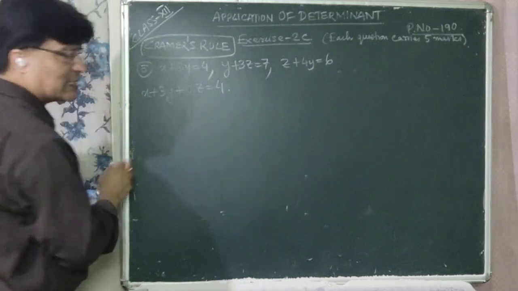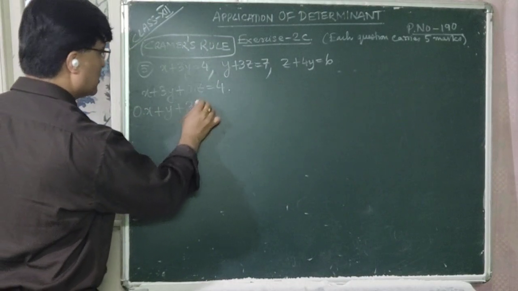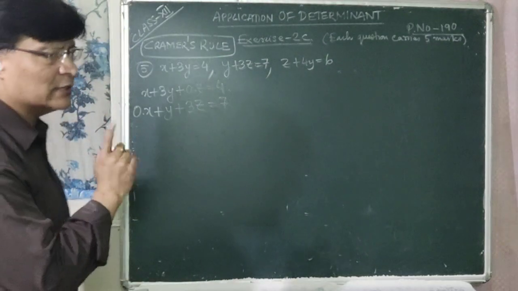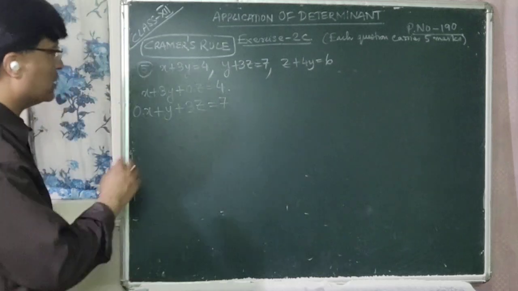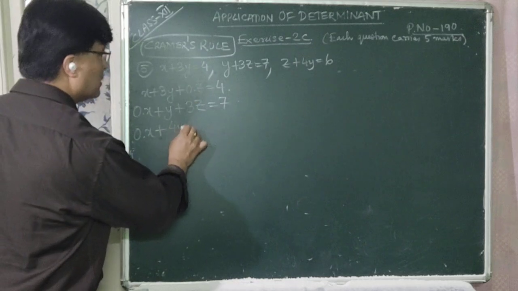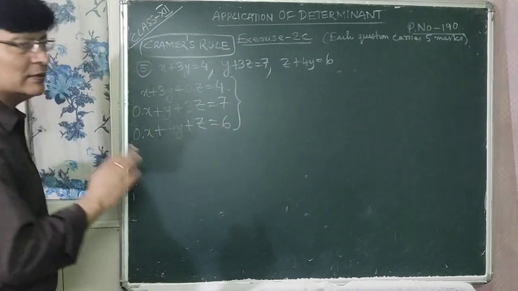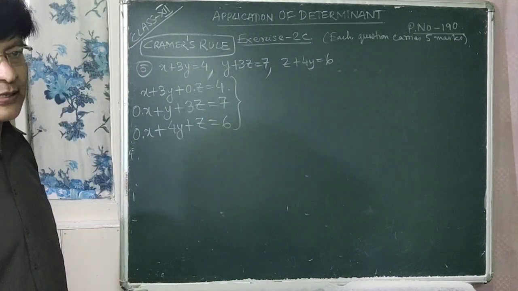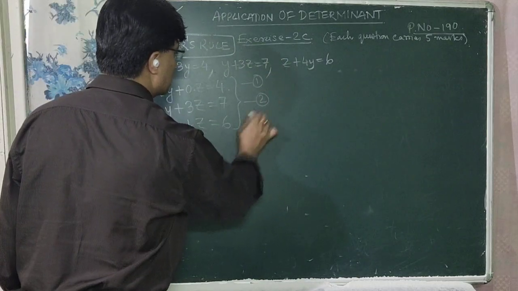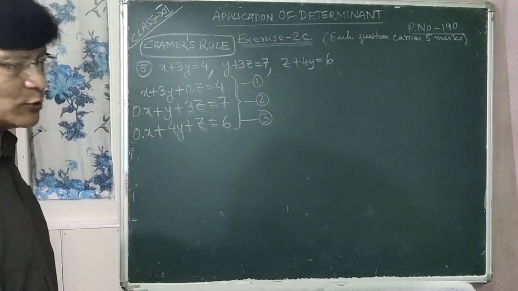In this case, x is missing. That is 0 into x plus y plus 3z is equal to 7. And what is the third equation there? In the third equation also x is missing out there. So 0 into x plus 4y plus z is equal to 6. And the constant terms are on the right hand side. So it's correct, right? So this is equation 1, this is equation 2 and this is equation 3.